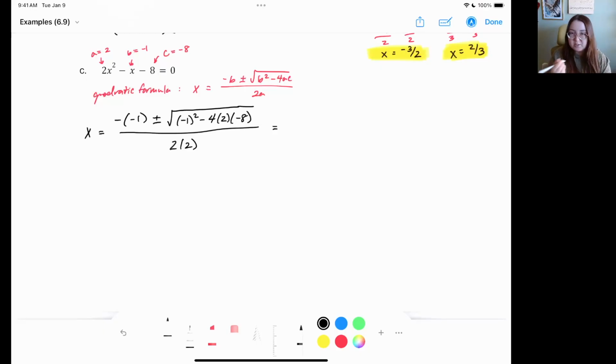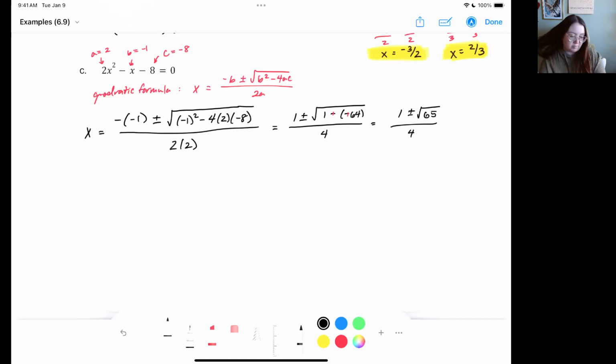So a double negative is just a positive, so this is 1. Negative 1 squared is also just 1. Then we have minus 4 times 2 is 8. 8 times negative 8 is a negative 64. So we've got 1 minus negative 64. And 2 times 2 is 4. Now we have another double negative. Remember, we know that means plus, so that's really 1 plus 64. So this is 1 plus or minus the square root of 65 all over 4.